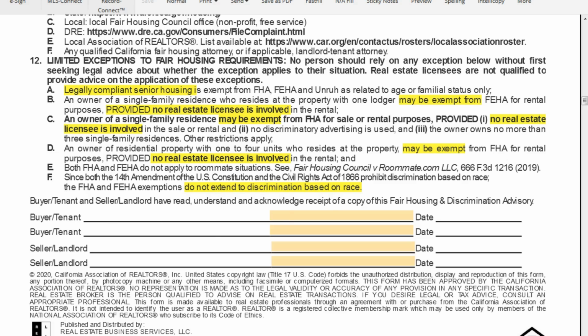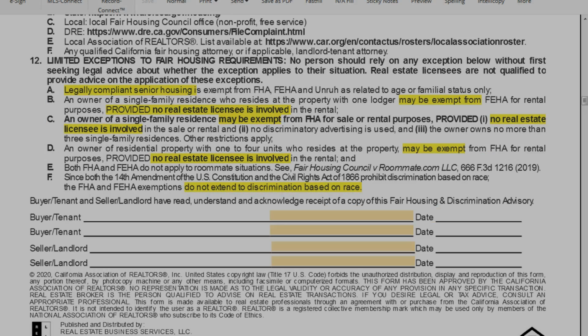And that brings us to the end of the FHDA. It, once again, puts everyone on notice that discrimination is not acceptable when conducting a real estate transaction. If you have any legal questions beyond the scope of this video, then I encourage you to contact a real estate attorney and ask your questions of that.